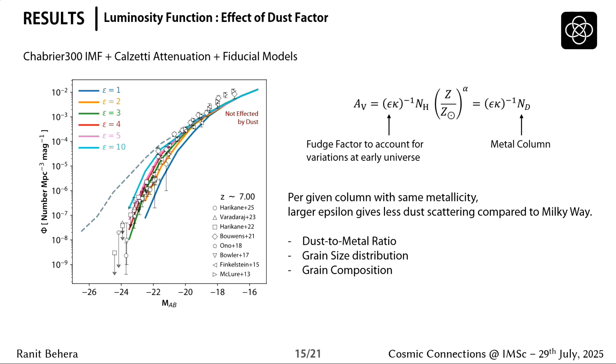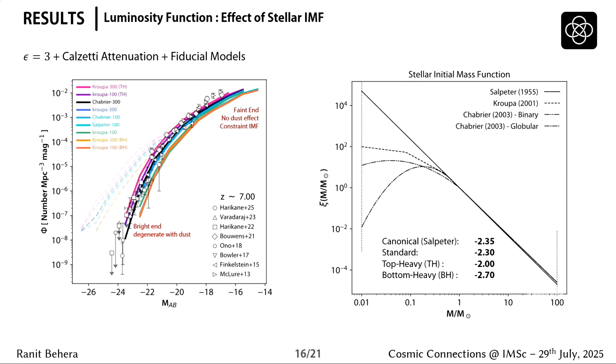And so different epsilon basically relates to different grain size distribution and different composition. We see that it is between 2 to 3. We have not done chi-square fitting or maximum likelihood yet, which we plan to do very soon. All of them still go through the bright end, but not the faint end. The faint end is not affected by dust, so it can be used to probe the IMF effect and the effect of star formation efficiency.